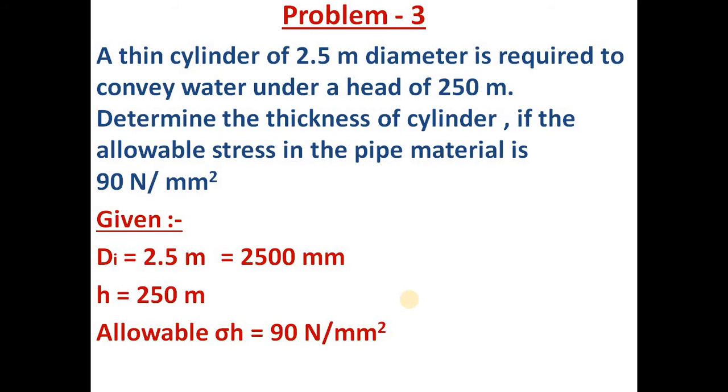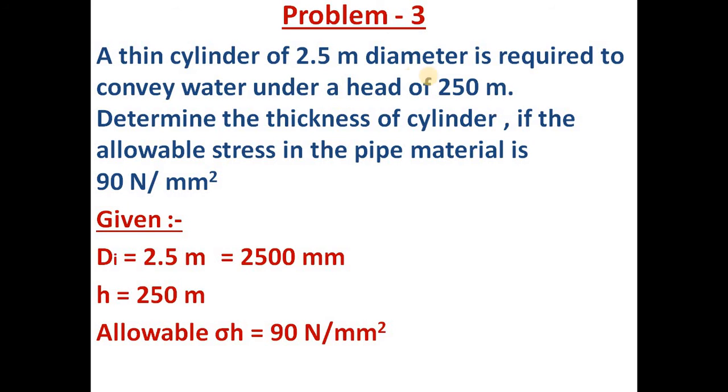Third problem. A thin cylinder of 2.5 meter diameter is required to convey water under a head of 250 meters. Actually it is not pressure, but the pressure head that is given. That is the only difference.